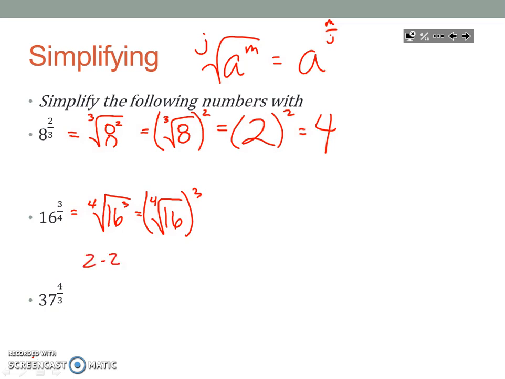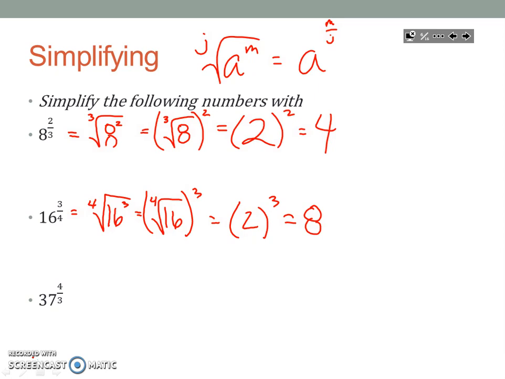Okay, well, 2 times 2 times 2, that gives me 8. Times another 2, that gives me 16. So the 4th root of 16 is 2 again. And 2 cubed gives me 8. So 16 to the 3/4 power equals 8.